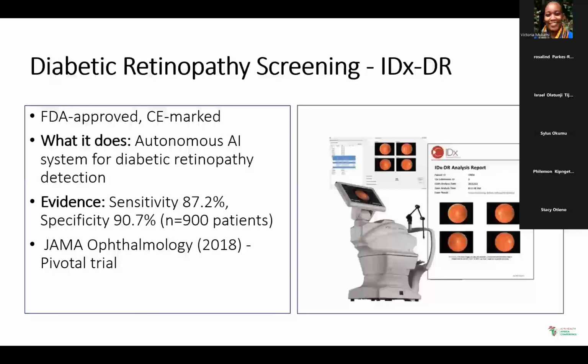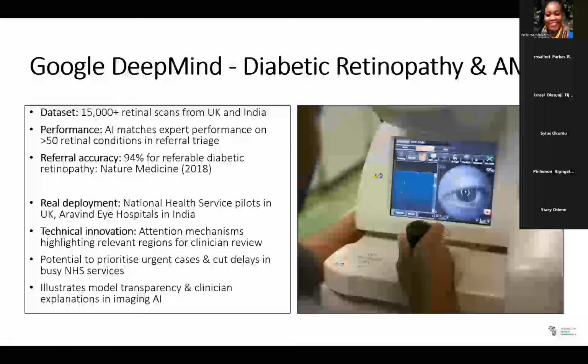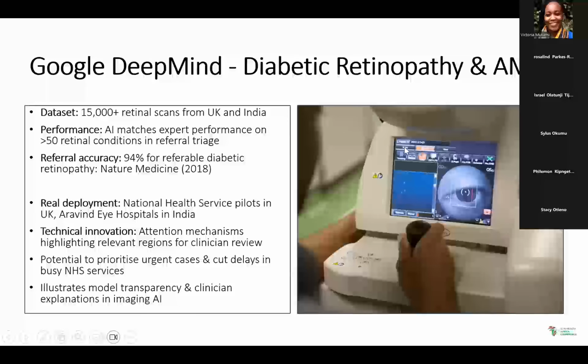But this tool is in use. It's been in use for a decent amount of time, and in the US, where human resources are very expensive, it saves time and money. Google have a similar one, and they have used this much more in lower income settings, trying to use it in India. They have done it not just for diabetic eye disease, but over 50 different retinal conditions. Again, around 2018, so that's 7 years ago now, it showed about 94% accuracy for diabetic retinopathy.